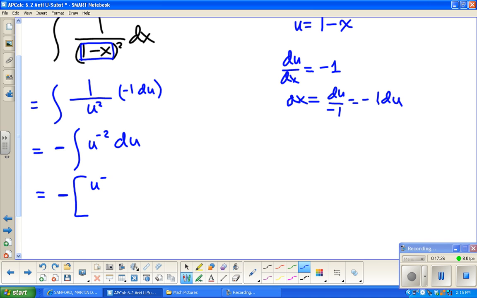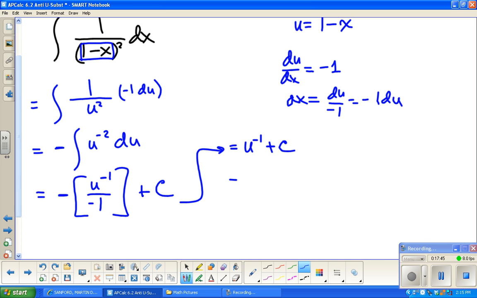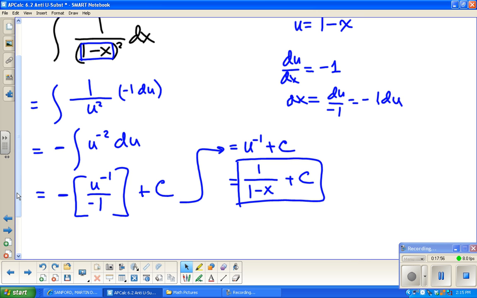Add 1 to the exponent. Divide by the new exponent. Plus c. I'm going to clean this up a little bit. So the negatives divide out. This becomes u to the negative 1 plus c, also known as 1 over 1 minus x plus c. Did we match? Oh.